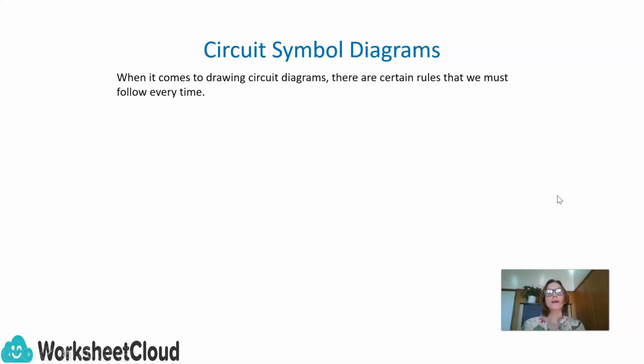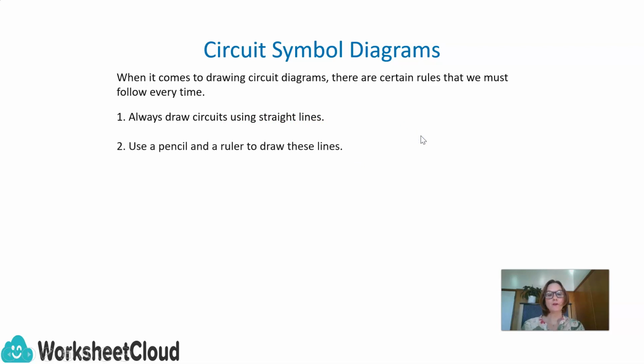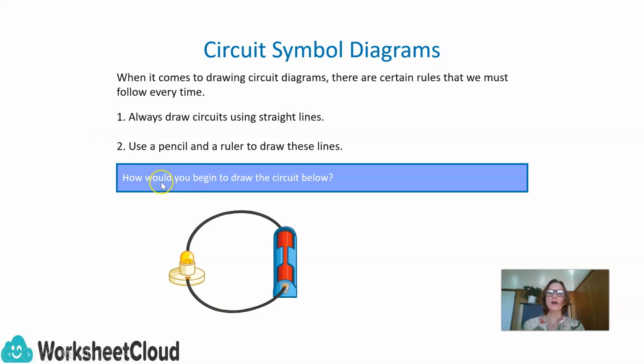Right, so when it comes to drawing circuit diagrams, there are certain rules that we must follow every time. So we always draw circuit diagrams using straight lines, okay? So you need a ruler. You use a pencil and a ruler to draw these lines, okay? Not freehand. I love it when you're in class and you just scribble that line with your free hand. It will not be scientifically correct if you do not use a ruler. Okay, so how would you begin to draw this circuit over here?